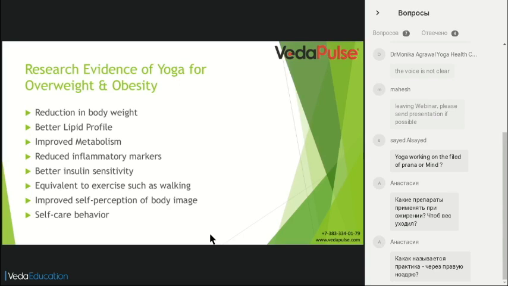The studies also show that yoga is equivalent to exercise such as walking when it comes to helping people with overweight and obesity.